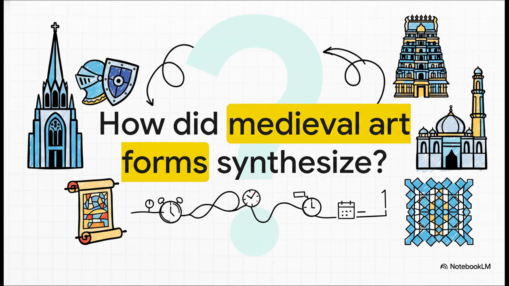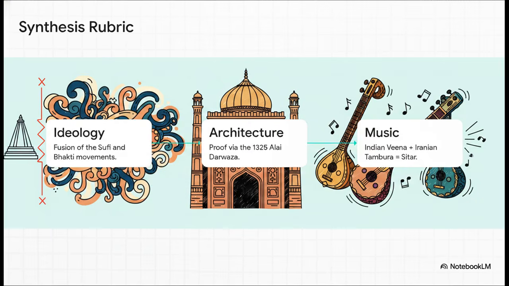How do you answer this without completely confusing the centuries? All right, here is the precise 3-step examiner rubric you need to write out for full marks. Step 1. Start with the ideological fusion of the Sufi and Bhakti movements. Step 2. Provide undeniable architectural proof via the 1325 Alai Darwaza. Step 3. Explain the musical synthesis, specifically noting that the combination of the Indian veena and the Iranian tambura actually created the sitar.